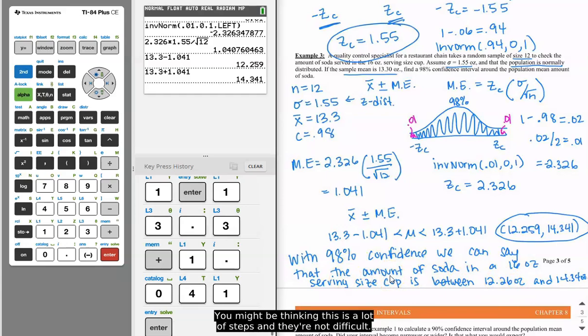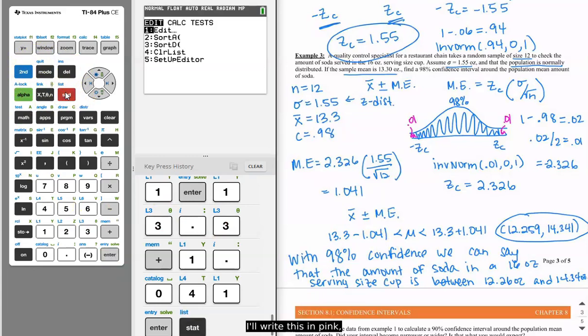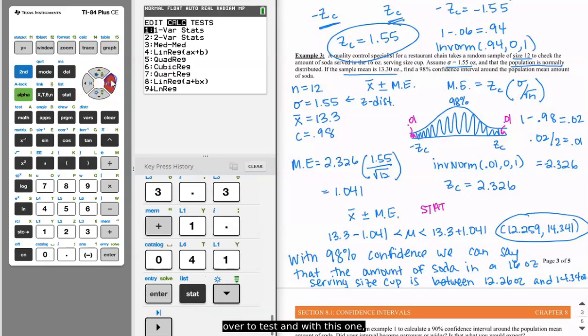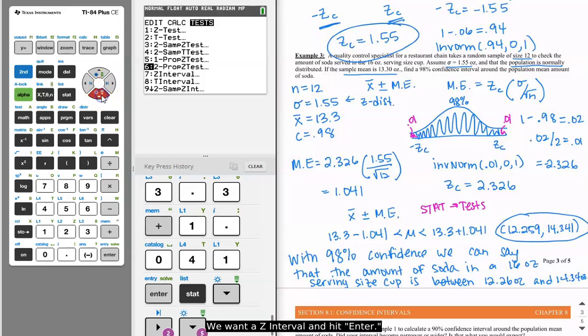So you might be thinking this is a lot of steps. They're not difficult. There's just a lot of little ones that we have to make sure we go through. So what you can actually do is go to your calculator and hit stat, and scroll over to tests. And with this one, we're doing a z-test, so we want a z-interval. And hit enter.